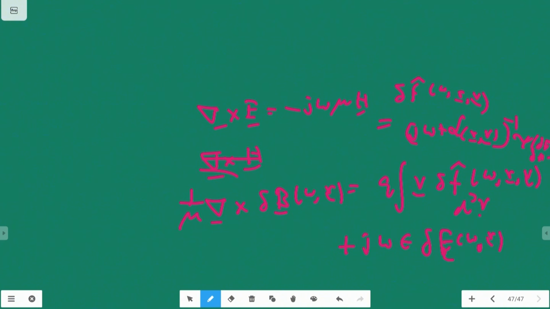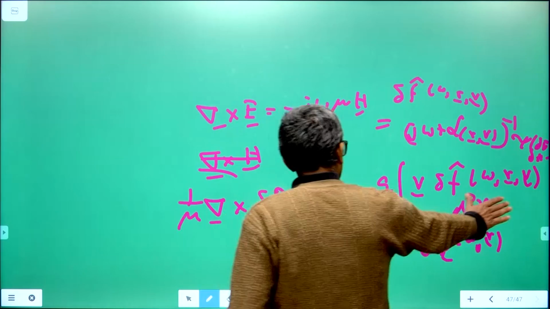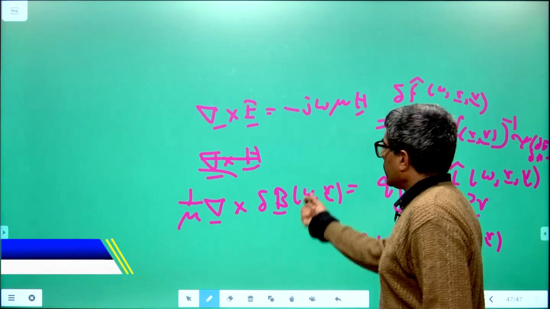Then what do we do? We expand this electric field and magnetic field in terms of the sine functions, sine n pi x by a, sine m pi y by b, sine p pi z by d, which satisfy the appropriate boundary conditions, and transform this into a set of linear algebraic equations for the coefficients. If you take the determinant of that linear algebraic equation and set it equal to 0, you will get all the possible frequencies of oscillation that can exist within the resonator cavity.